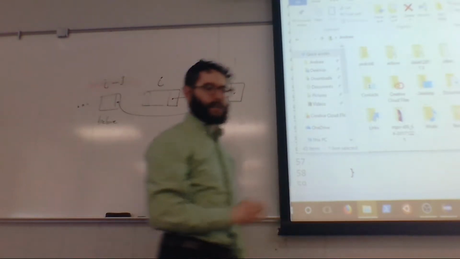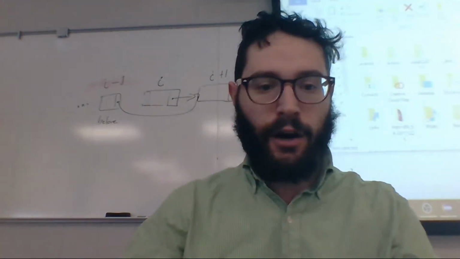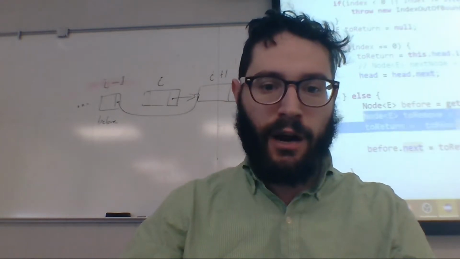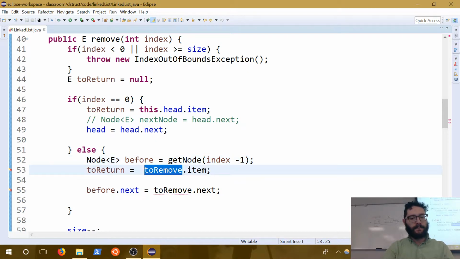Okay, so let's see if we can do this now without using toRemove at all. Let's get rid of the toRemove variable. Remember, toRemove is before.next, right? So the item I'd like to return is what? It's before's .next.item, right? It's the item in the node after before, okay?